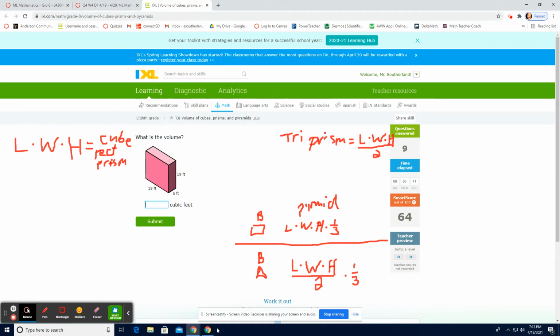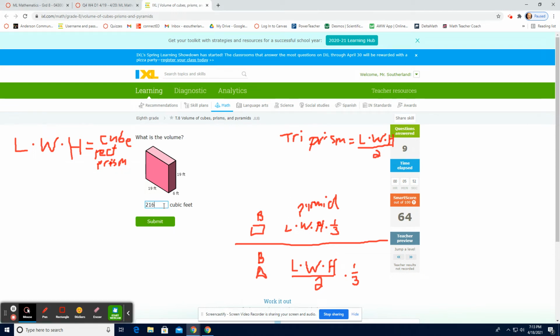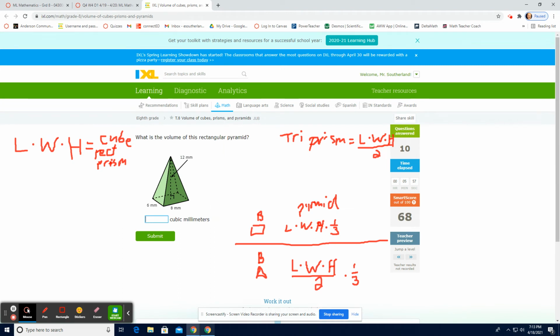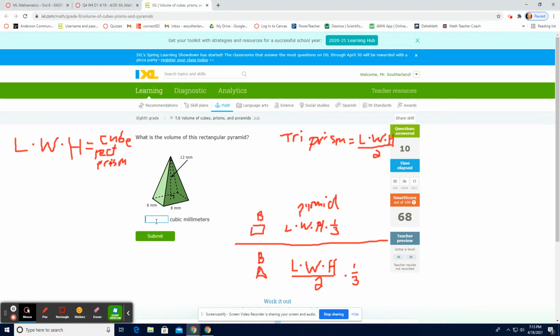19 times 6 times 19, 2166. We got a rectangular base pyramid, so we're going to do length times width times height times 1/3. So 6 times 8 times 12 times 1/3, 192.